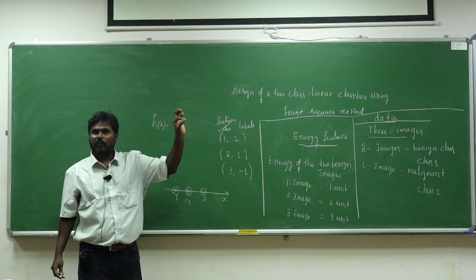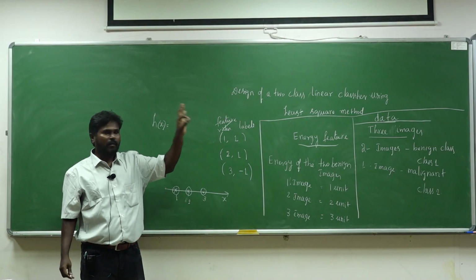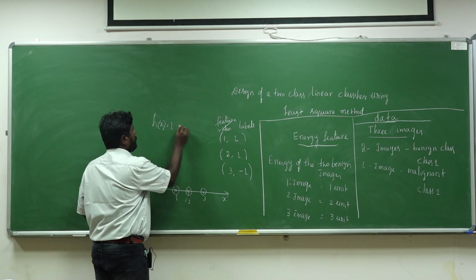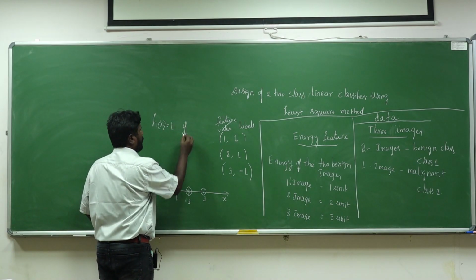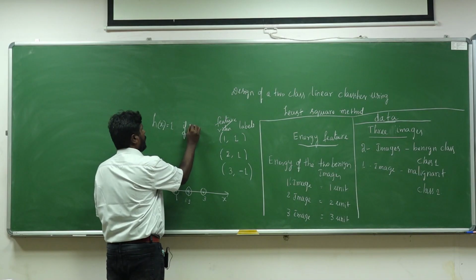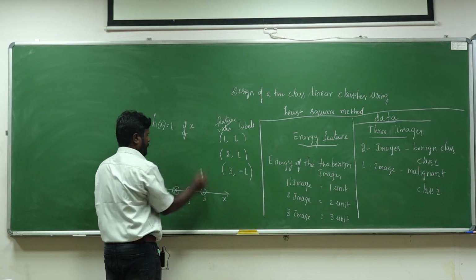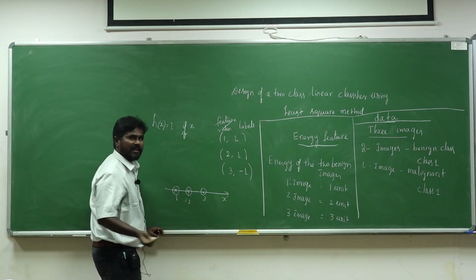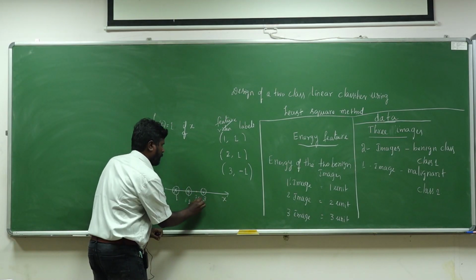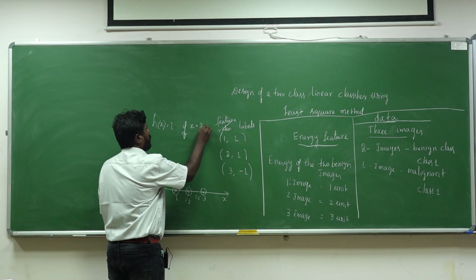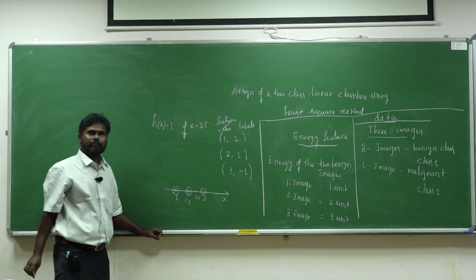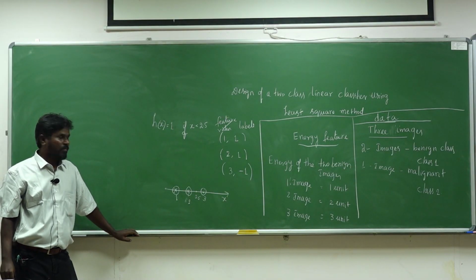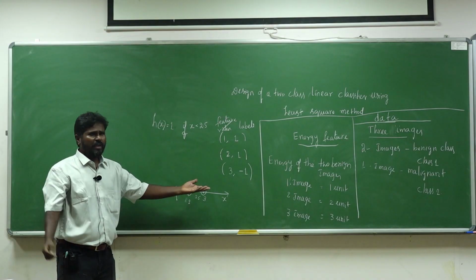If x is less than 2.5. Why can't we take 3? Less than 3 also is class 1. Yeah, you can take any point.